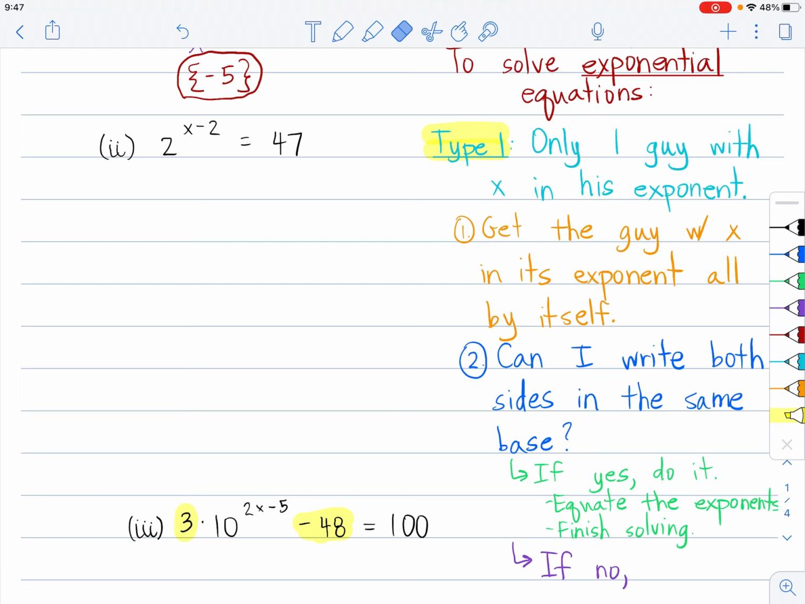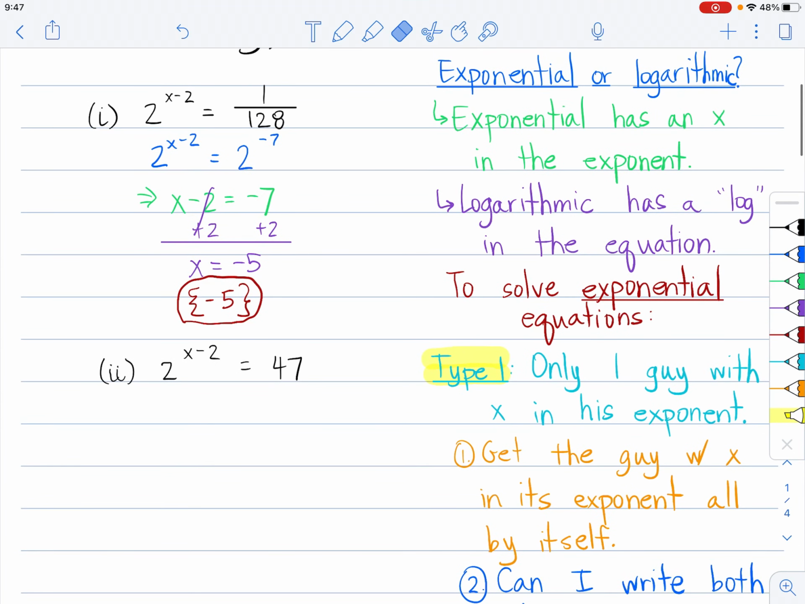Next thing, can I write both sides in the same base? What I'm asking myself is 47 a power of 2? My vote is that 47 is not a power of 2. And so this writing both sides in the same base only works for a very limited number of numbers on the other side, right? Because powers of 2 are like 1, then 2, 4, 8, 16, 32, 64, 128, 256. I could keep going, but there are lots of numbers in between there that we skip.